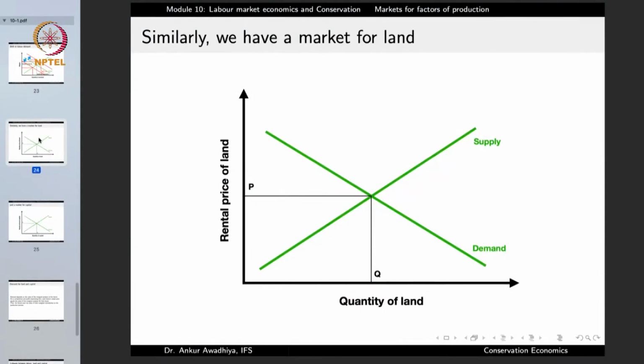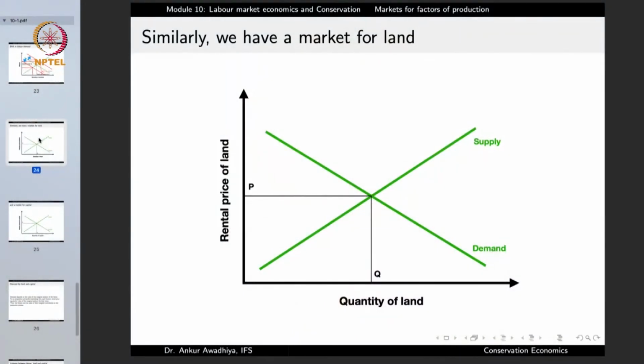Now, similar to the market for labor, we have a market for land. When we talk about the market for the factors of production, we have three factors of production: land, labor, and capital. And similar to the labor market, we also have a land market and a capital market. In the case of the land market, we have a demand for land and we have a supply of land. Both of these curves intersect, and this gives us the equilibrium quantity of land that is supplied to the firms and the equilibrium price at which the land is supplied.